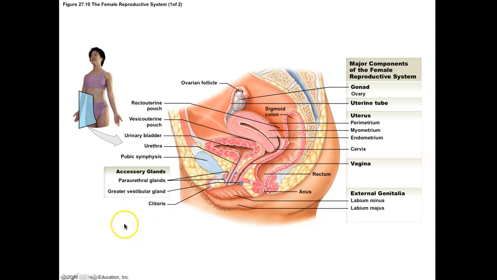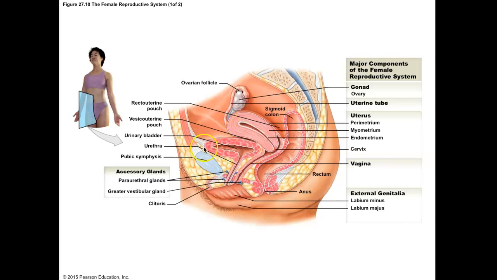Except for, I take that back, I don't really talk about the pouches here, so you don't need to worry about those two, but everything else, yes. All right, so we're going to start looking at our ovaries. The woman has 2 ovaries, and the ovaries are the gonads. So this is where the eggs are produced and where meiosis occurs.